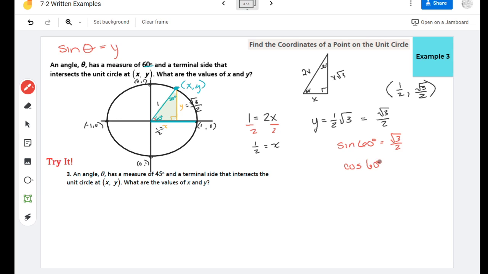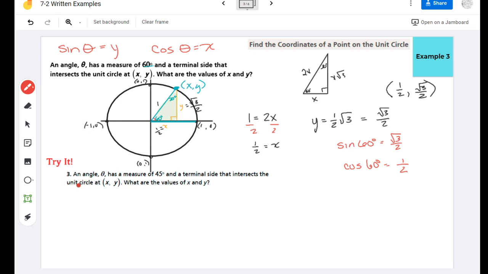Now the cosine of this angle is going to be the adjacent divided by the hypotenuse. So 1/2 divided by 1, which is 1/2. So we can generalize this to say that the cosine of an angle is equal to x. And that's going to be really important as we continue on, finding coordinates of points in the unit circle and stuff like that.